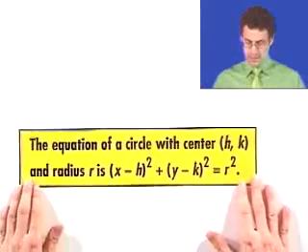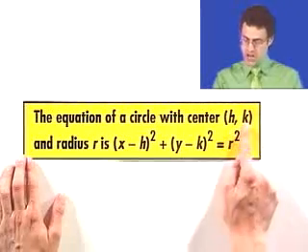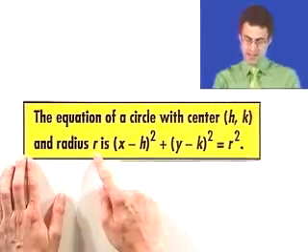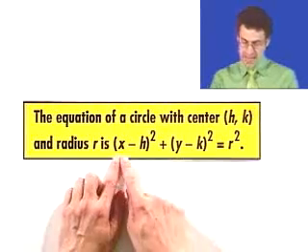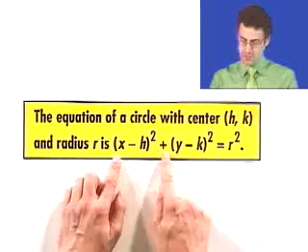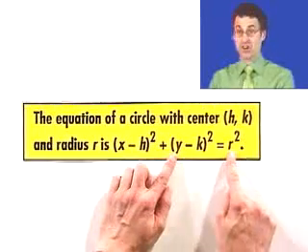All right, well, first of all, the equation of a circle that's centered at the point h, k, and has a radius of r can be expressed in the following formula. (x minus h) squared plus (y minus k) squared equals r squared.